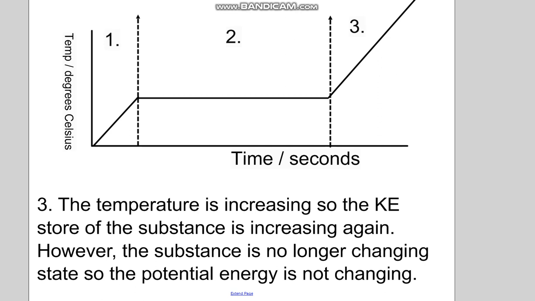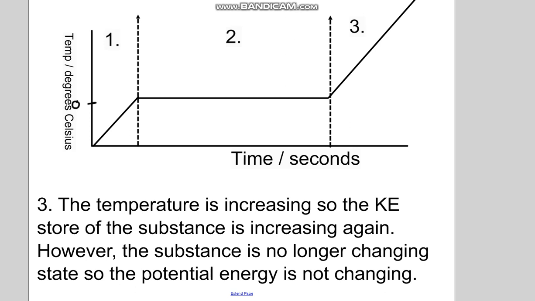So on to the last section then. Once the object has finished changing state, and we were talking about ice going to water, so our change of state happened at 0 degrees. Further heating, the energy from that will cause the temperature to start increasing again, as you can see from this line here in section 3. You can see the line is going up.